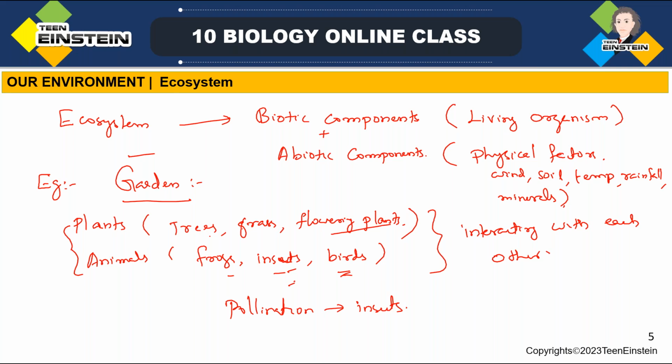So all these living organisms interact with each other in their growing period, right? In their growth, their reproduction and their activities, all these are affected by the abiotic components of the ecosystem, right? So here we can consider this garden as an ecosystem. Okay, this garden as an ecosystem, and other types of ecosystem also we can see here.